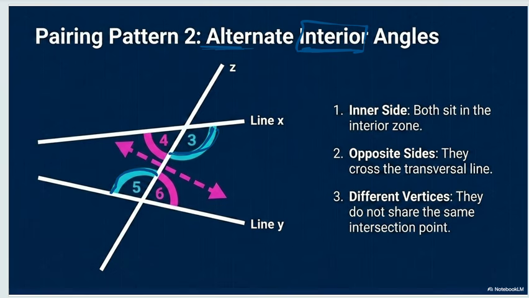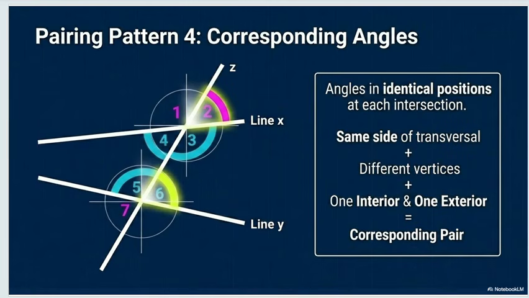Also angle 4 and angle 6 are alternate interior angles. Why are these alternate interior angles? Because they are lying on the opposite sides of the transversal line. Next we will move on to the corresponding angle. So what is the corresponding angle?